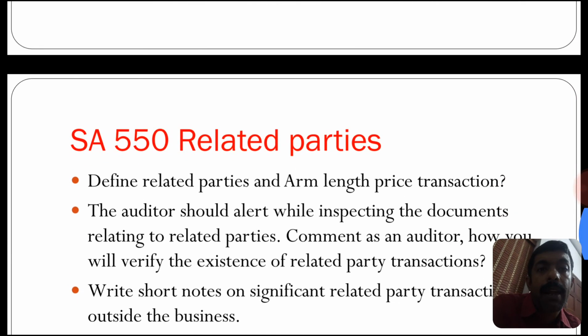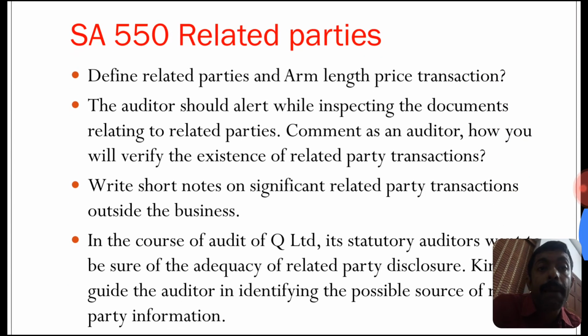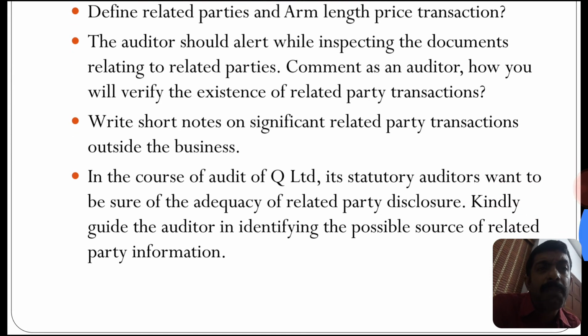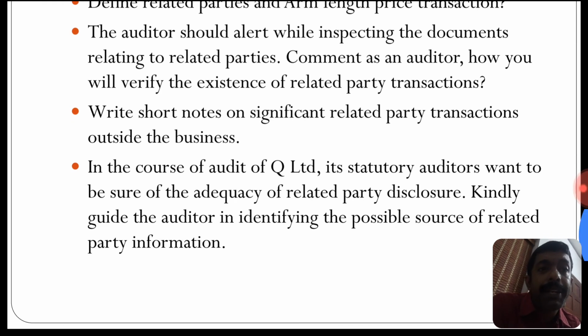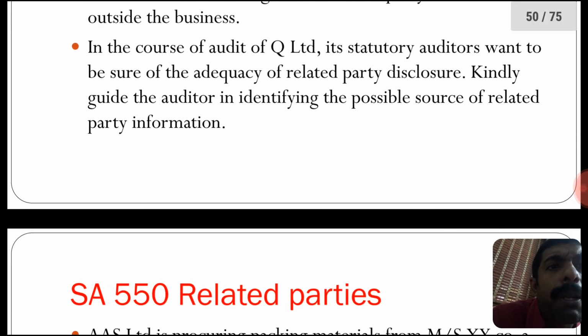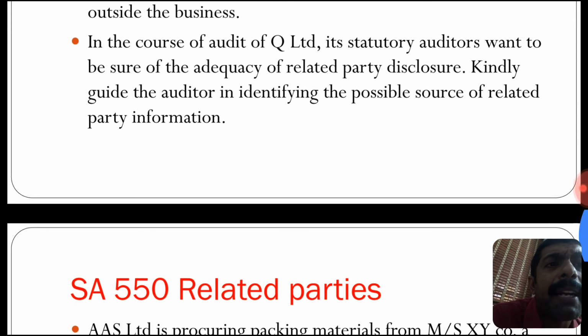SA 550. Define related party and arm's length transaction. The auditor should be alert while inspecting the documents relating to related parties. Comment: as an auditor, how will you verify the existence of related party transactions? Write a note on significant related party transactions outside the normal course of business. In the course of audit of Q Limited, its statutory auditor wants to be sure of the adequacy of related party disclosure.